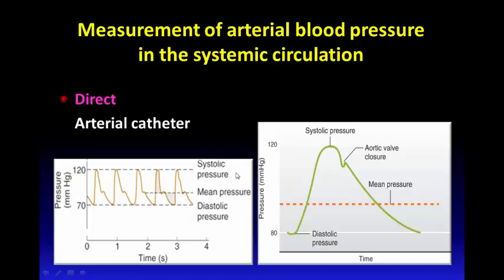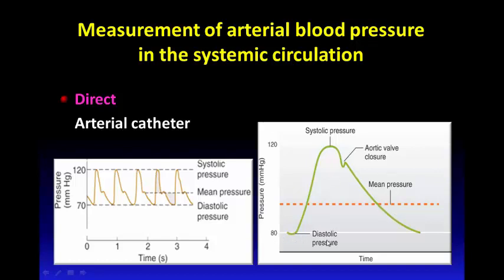This is how we measure again the blood pressure directly by introducing a catheter into a systemic artery. This is the pressure in the aorta. This is similarly the blood pressure curve in the aorta.